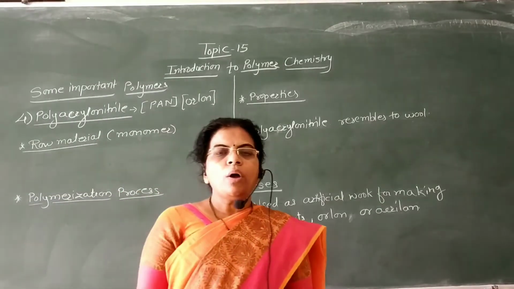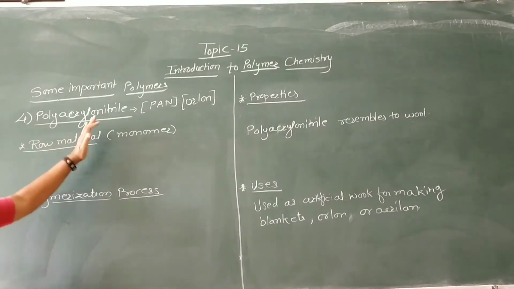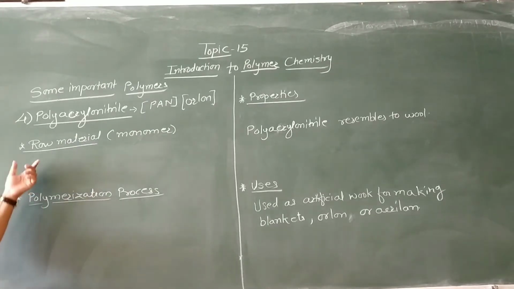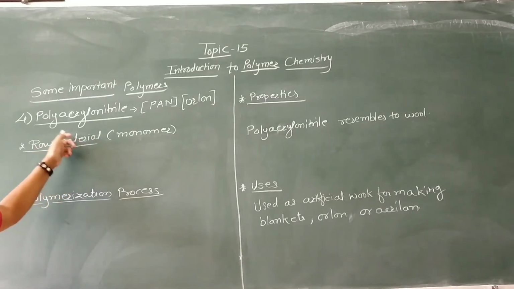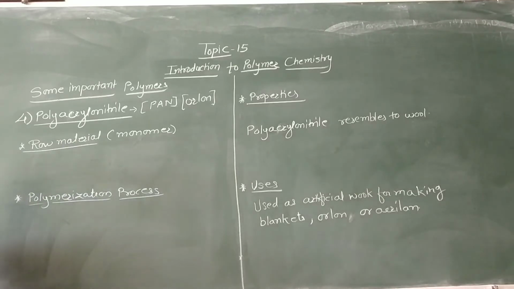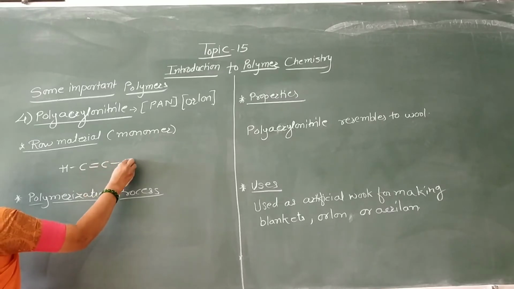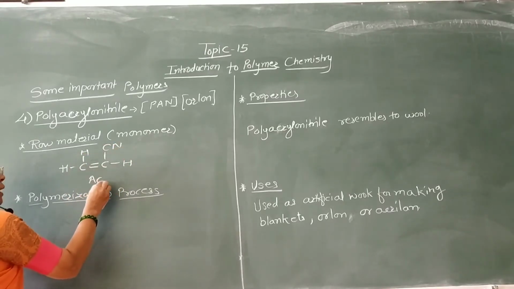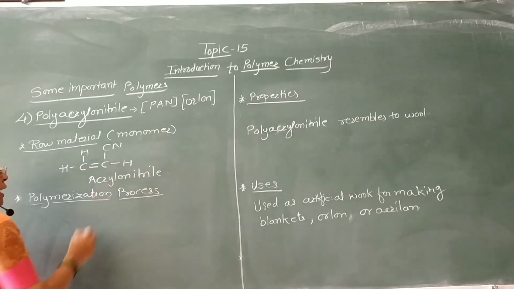The next polymer, number 4, is polyacrylonitrile, also named PAN or Orlon. The raw material used for the preparation of polyacrylonitrile is acrylonitrile, that is CH2=CH-CN. The name of this monomer is acrylonitrile.